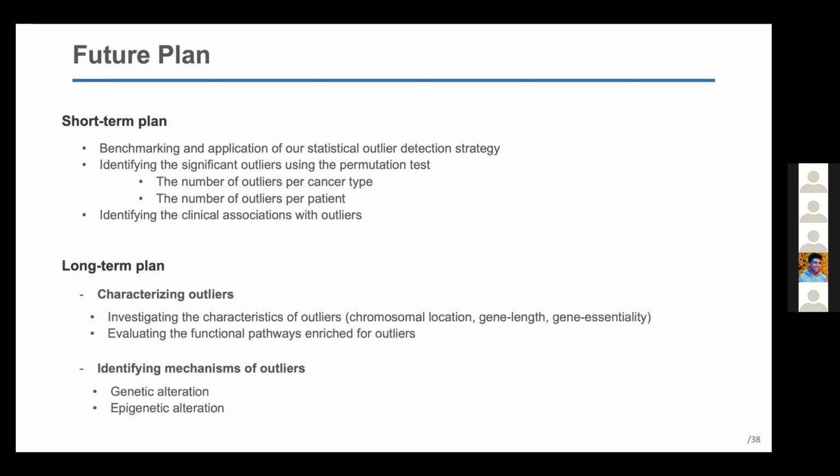And for the long-term plan, I want to focus on characterizing outliers. So what functional pathway they're involved in, or what their chromosome location, gene length, or gene essentiality is. And after that, lastly, I'm interested in identifying the mechanism of the outliers: which genetic or epigenetic alteration can cause those outliers. And finally, I want to know what the predominant alteration and regulation mechanism of outliers is, and how they're different or similar across the cancer types.